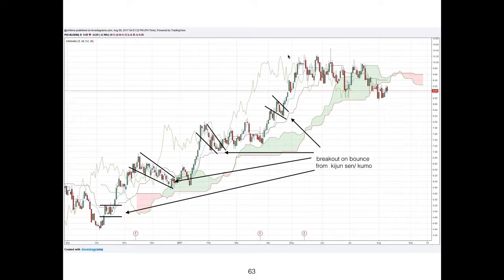However, in this scenario, it also tried to make a box pattern, but it failed to break out when it reached the Tenkan-sen line or the Kijun-sen line. So we know that the uptrend is over as well because it failed to replicate the previous moves. It went on to move sideways and eventually broke below the kumo.